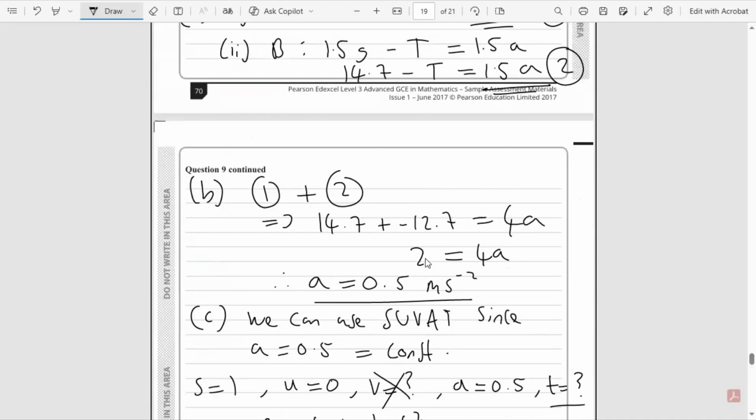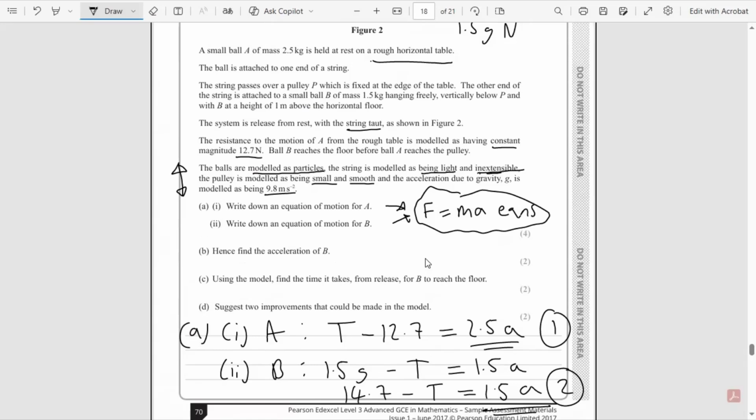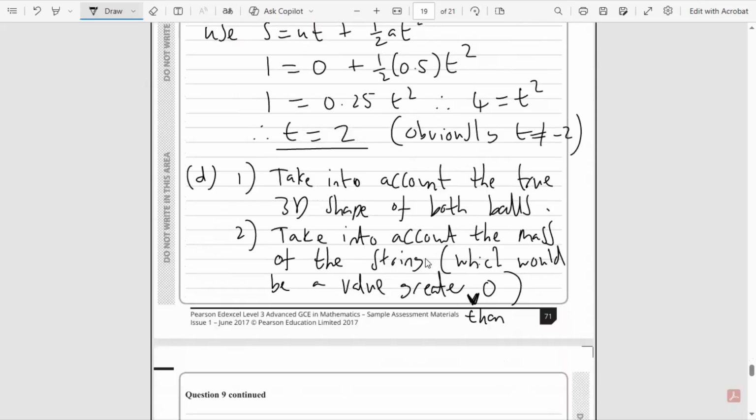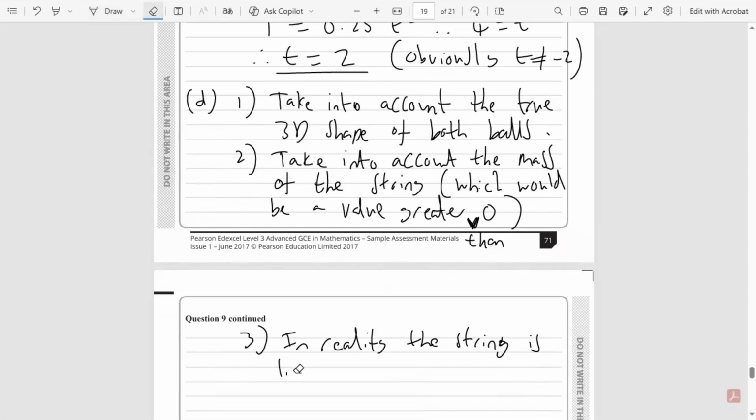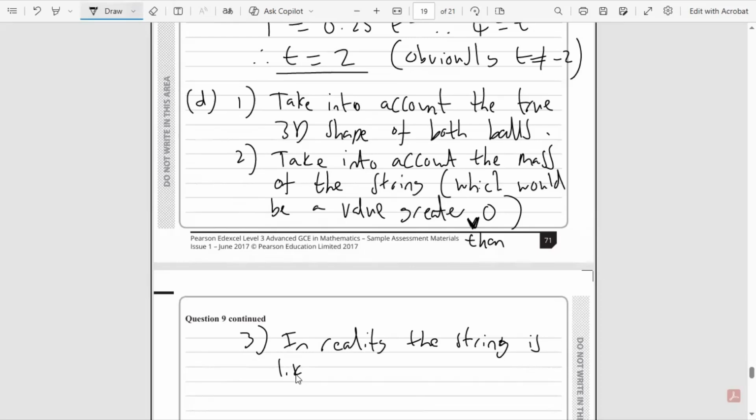Great. Now, the third thing you could mention on this question, you could talk about the inextensible nature of the string. So in reality, there probably may be some extensibility. So we could say in reality, the string is likely to be a little extensible. So take this into account.